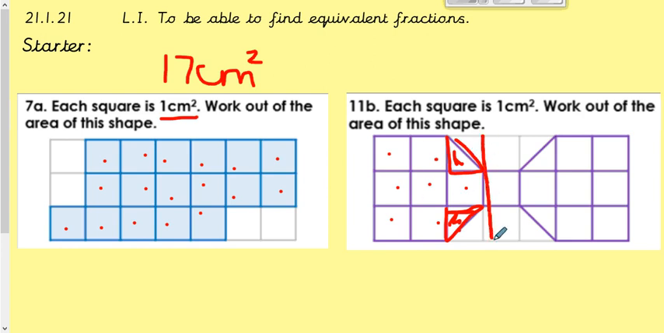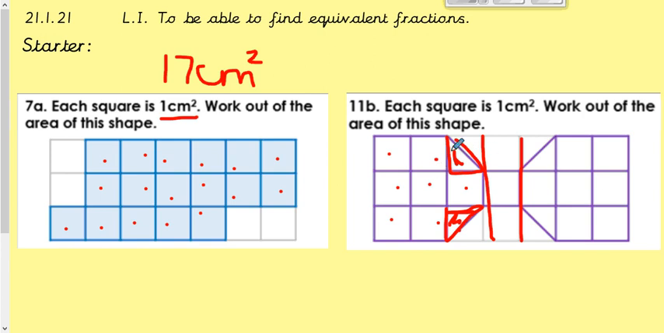Now, before I count any more, I just want you to have a look. Have a look at the shape past this red line, and the shape before this red line. What do you notice about them? In fact, they're the exact same. Okay, it's symmetry. Apart from this middle box, they are the exact same.